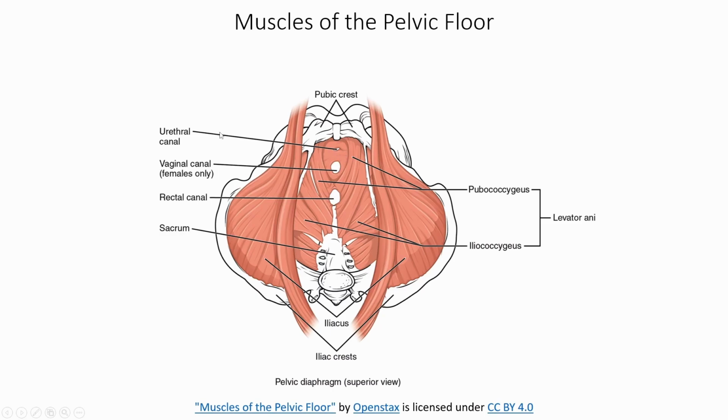So if you notice, that means for a male, they would have the urethral canal and the rectal canal, but they would not have that vaginal canal opening. And that means so for females, there's 1, 2, 3 openings, right, instead of just 2. And the iliacus, right, is going to be back here, connecting those iliac crests.